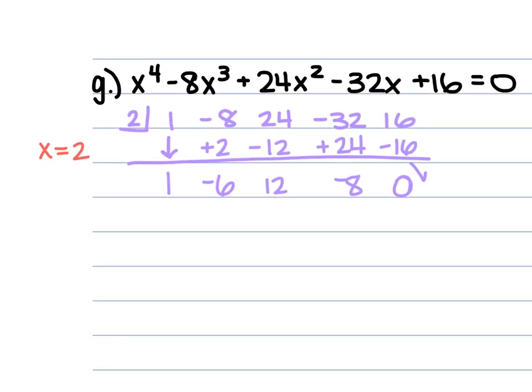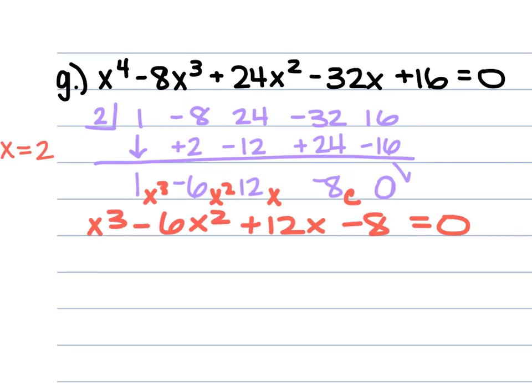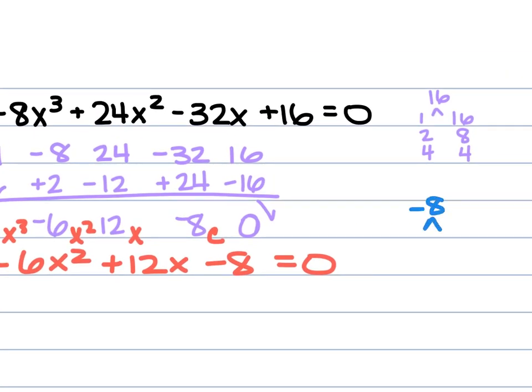So remember, we have to rewrite this. This negative 8 is our constant. We have 12x, negative 6x squared, and x cubed. So x cubed minus 6x squared plus 12x minus 8 is equal to 0. So again, we can't factor this by grouping. We're not going to get the same parentheses. So find the factors of that negative 8 that we can go ahead and use our synthetic division for. So negative 8 is negative 1 and 8. We also have negative 2 and 4, positive 1 and negative 8, and positive 2 and negative 4.